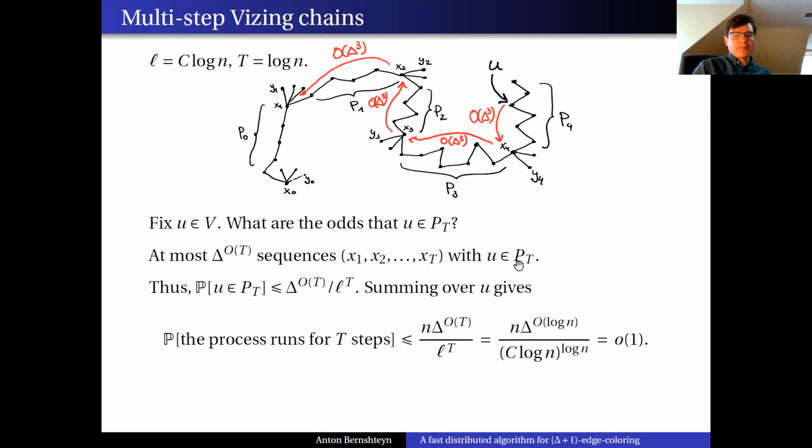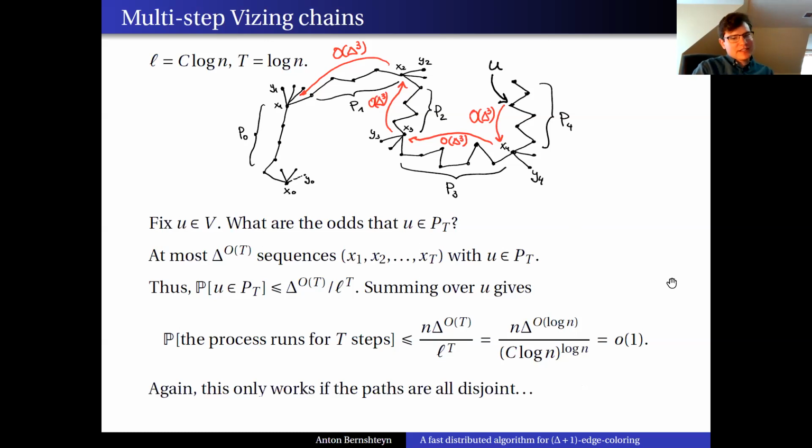Well, it means that the path pt exists. It has to contain at least one vertex in it, which means that this probability is at most the sum over all the vertices of the probability that they belong to this path, which is n times this fraction. And now if you remember what L and T are and we plug these numbers in, this is something quite small. As n goes to infinity, this goes to zero. This is essentially one over n over log n to the power log n.